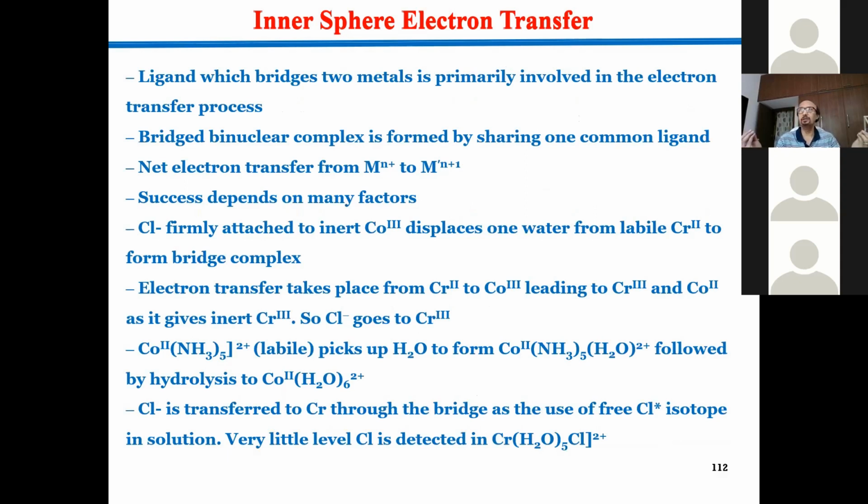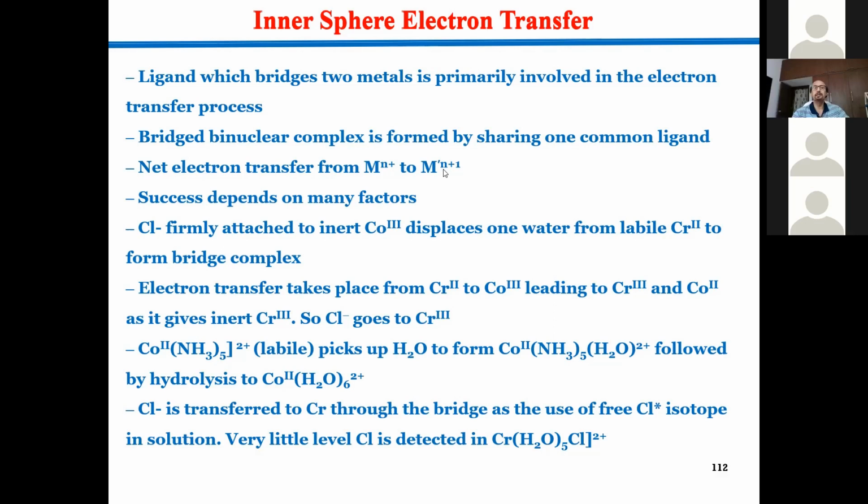Okay, the one electron which is getting transferred from chromium 2 to cobalt 3 will come at the pi star level, and then it will be shifted. The second point is the bridged dinuclear complex is formed by sharing one common ligand. That we know already, na? A net electron transfer from Mn plus to Mn plus 1, that means chromium 2 to cobalt 3. Okay. Then success depends on many factors. Which are the factors? First is chloride firmly attached to inert cobalt 3 in the beginning. It displaces one water from the labile chromium 2 to form the bridged compound.